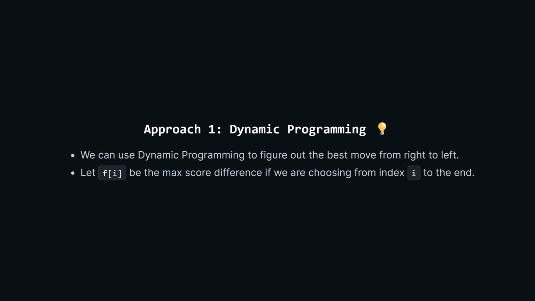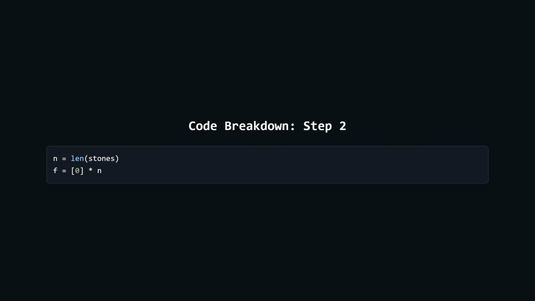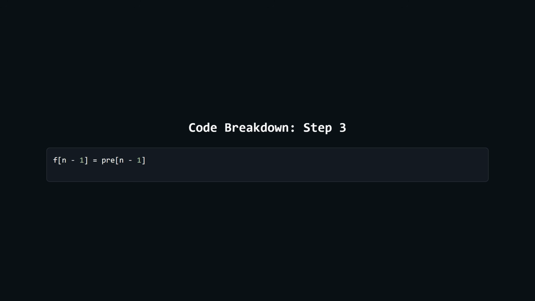We can solve this with dynamic programming by working backwards to figure out the maximum score difference from any given position. First, we calculate the prefix sum array, so we instantly know how many points a move is worth. Next, we grab the length of our list and create an array filled with zeros to store our best moves. Our base case is the very end of the array. If you reach the last stone, you have to take everything, so your score difference is just that final prefix sum.